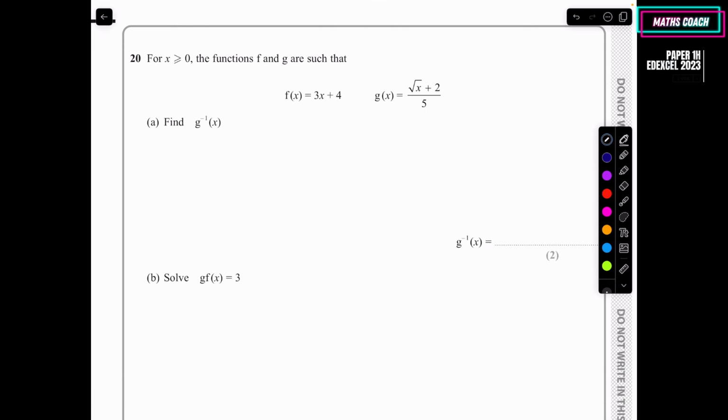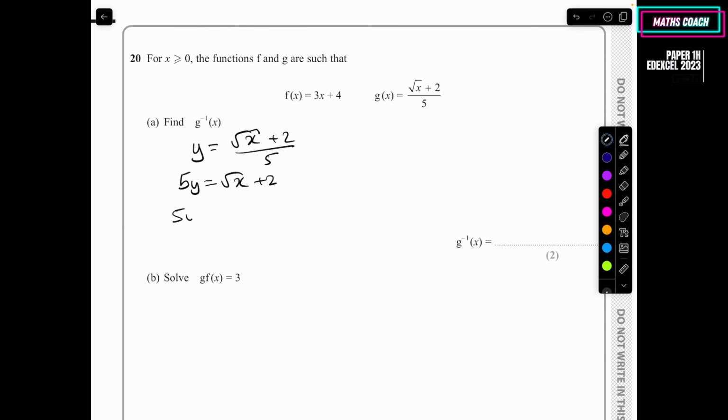So question 20, for x is greater than or equal to 0, the functions f and g are such that, and you've been given the equations for both of them. Right, what is this first one? A, inverse of g. So how do you find the inverse? What I do is I write y equals root x plus 2, all over 5, which is the equation of that function g. And then I make x the subject. All right, so that's the aim, to make x the subject. So times the other side by 5. So you get 5y is equal to root x plus 2.